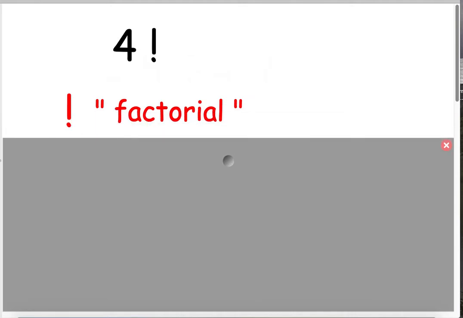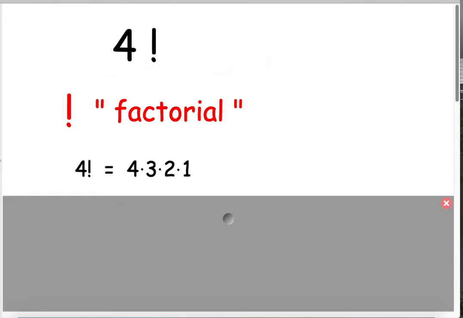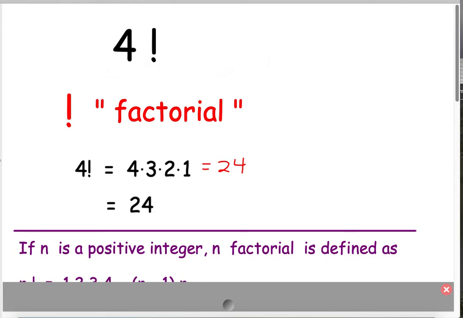4? No, we're not on a golf course, we're in a math class. So if you haven't seen that symbol before, it means factorial. And so 4 factorial means we're going to multiply all the integers from 1 up to 4 and then get our answer, which is going to be 24.